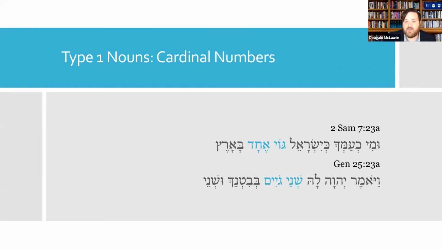So 2 Samuel 7:23 says goy echad, so one nation. The goy is singular. And then we see shnei goyim in Genesis 25:23, where a number greater than one has shifted goy to be plural. In these examples, agreement in number is maintained by type 1 collective nouns and the adjectives and pronouns that modify them. This seems to indicate a collection level focus.